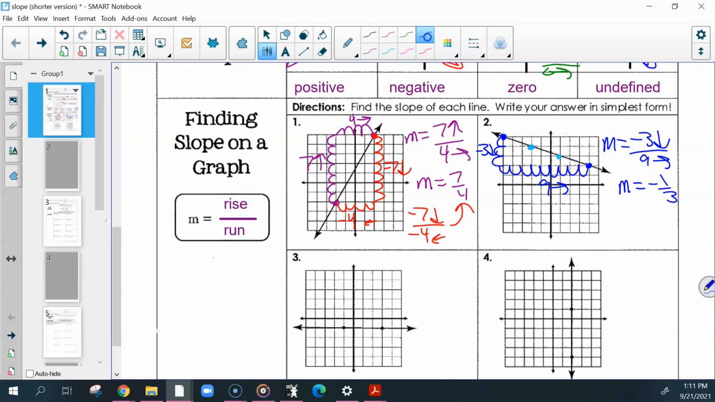If I saw the light blue points first, and let's say I was looking at it the opposite way, right to left, same thing, we would count rise first. So I would go up 1, and then to the left 3.